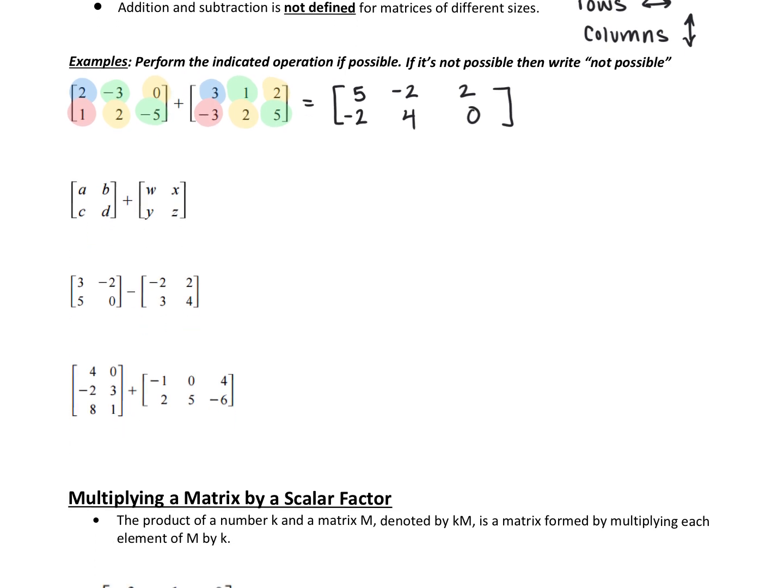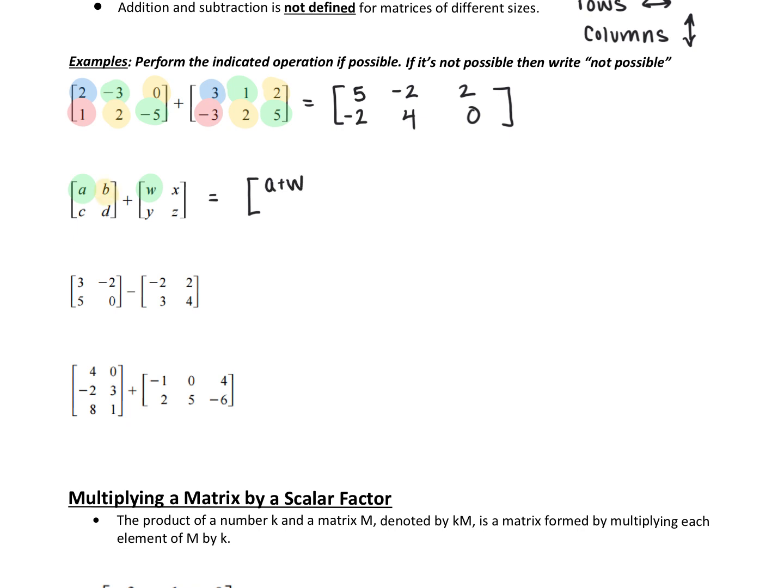Now, how can I make this a little bit harder? Well, I could ask you to add matrices that only have letters. We would do the same thing as before, first with first. So A plus W. Technically you can't add those because they're not like terms, so you would just write this as A plus W.